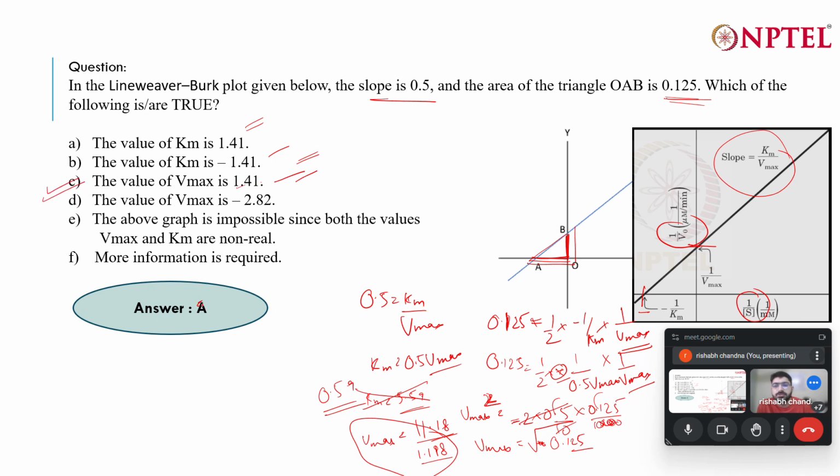So this is the wrong option. Option C would be the correct answer. Okay, so is it clear? Sorry, the option was written wrong here. It would be option number C.